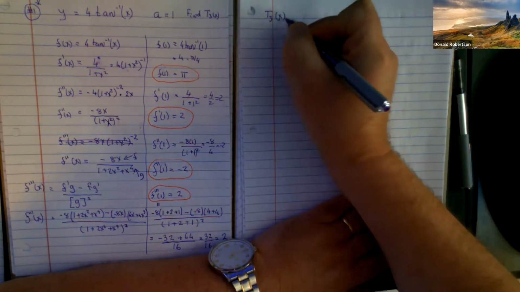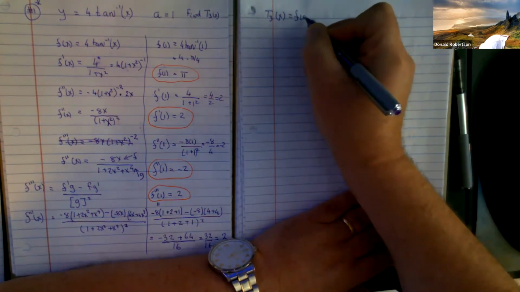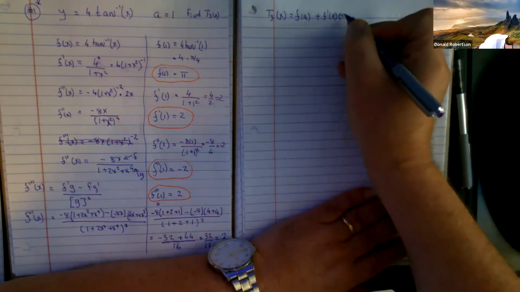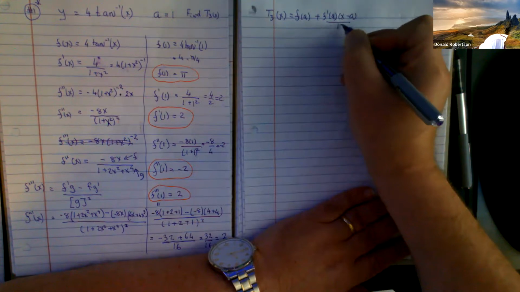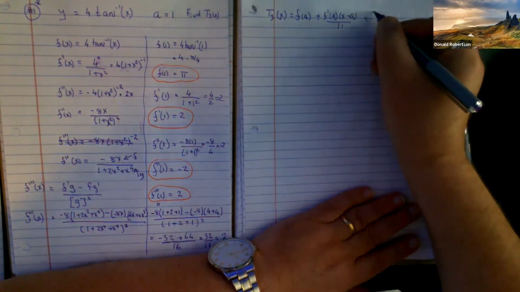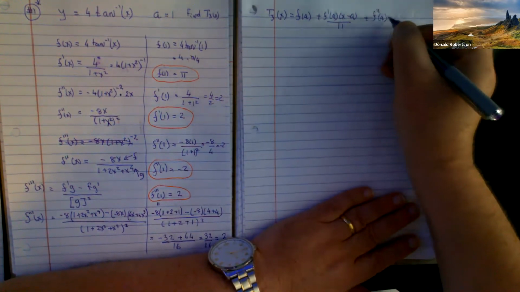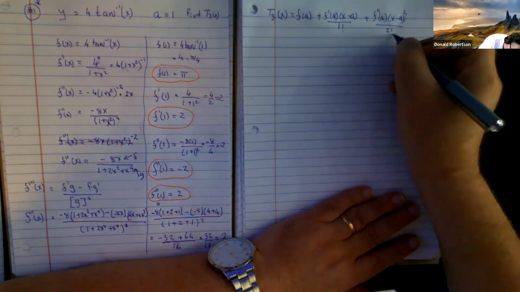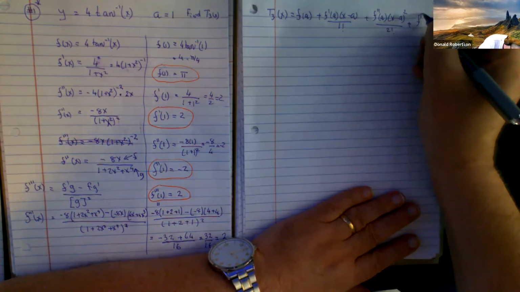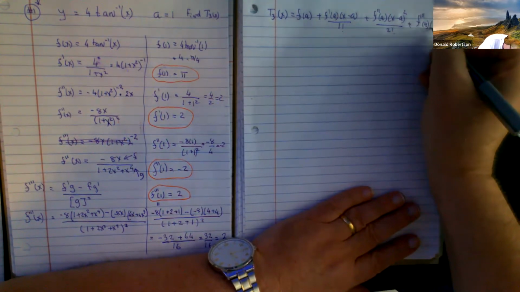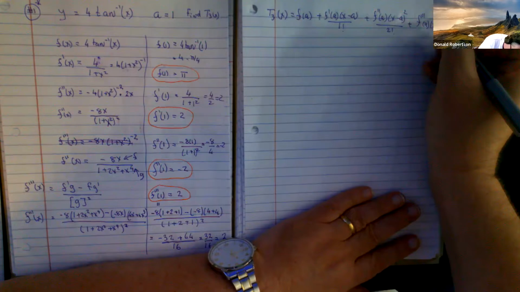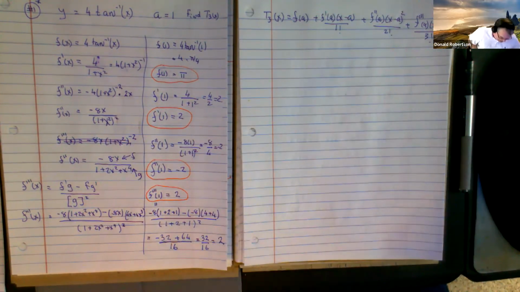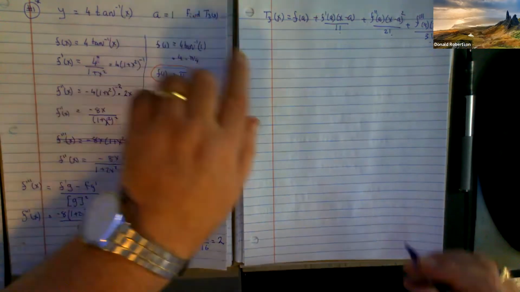T3 of x is f of a plus the derivative of a, x minus a, over 1 factorial, the second derivative of a, x minus a squared, over 2 factorial, and lastly, that guy. Now that is the generic formula for every T3 of x in the universe. Our particular one uses 1.